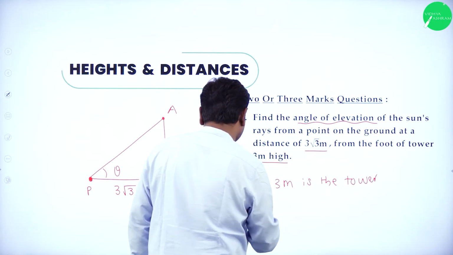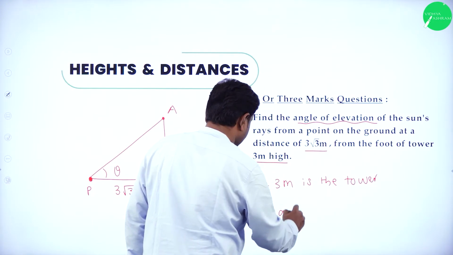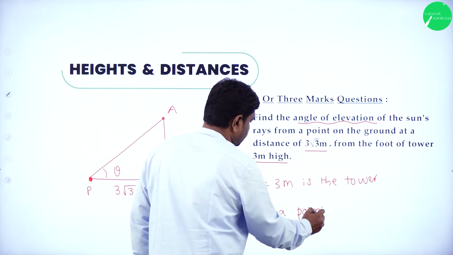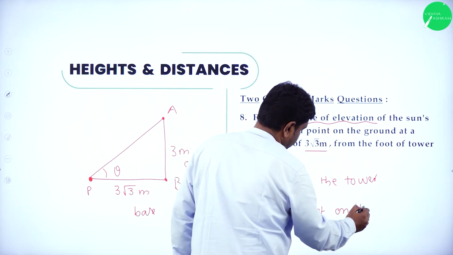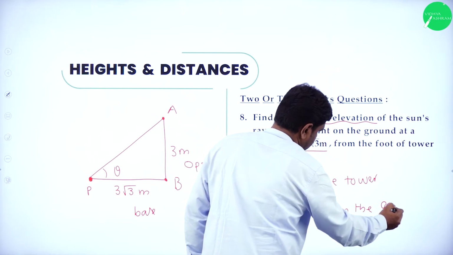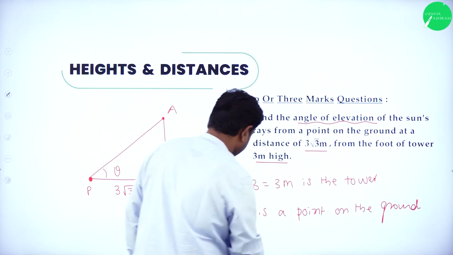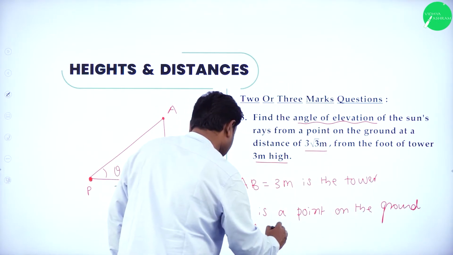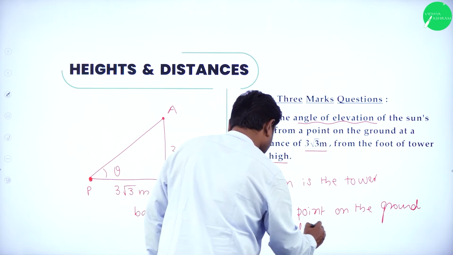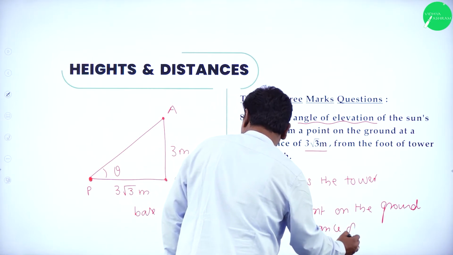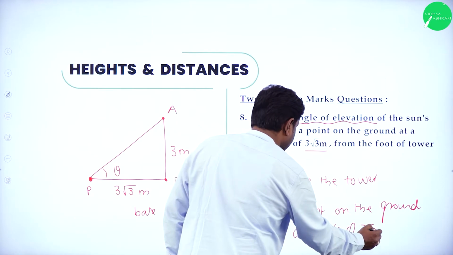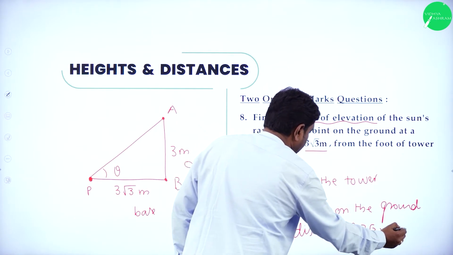P is a point on the ground at a distance of 3 root 3 meter from the tower.